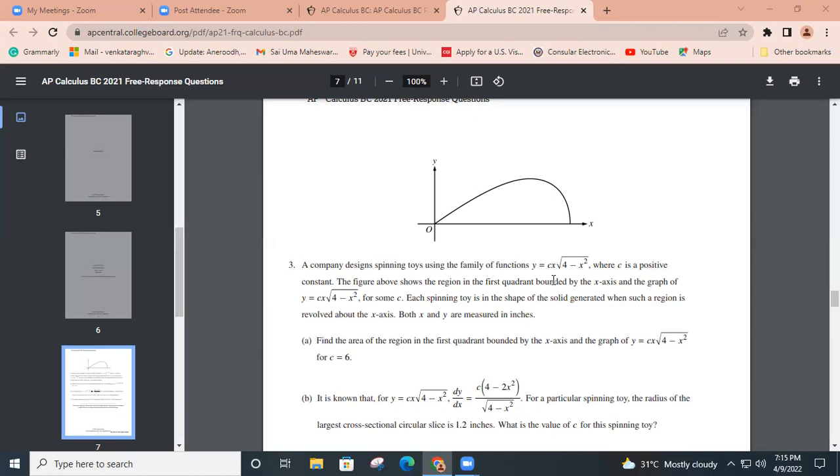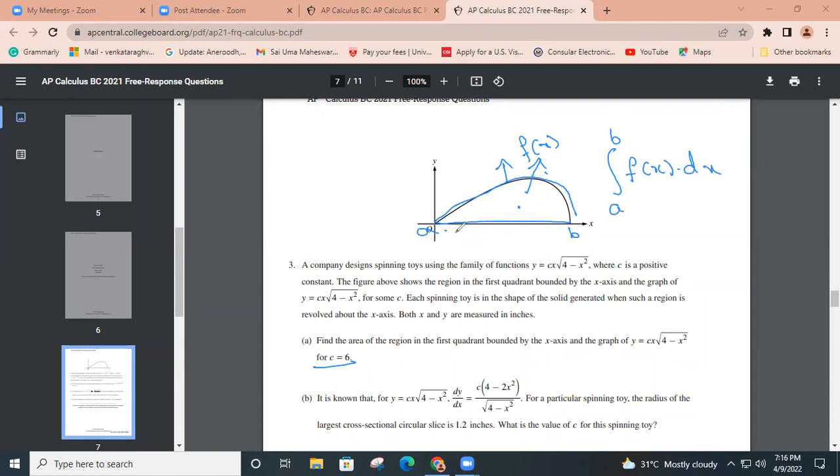So I want to know what is the area bounded by the x-axis and this function. They also give the value of c as 6. We know the area under the curve is, if this is a and this coordinate is b, integral of a to b of f of x minus 0, which is f of x into dx. That is my answer for the first question.